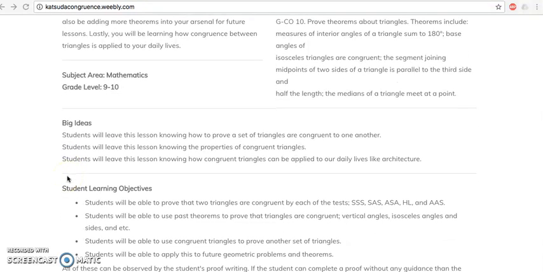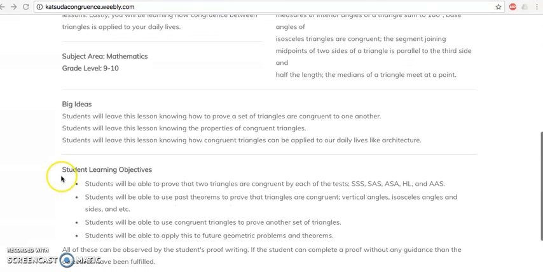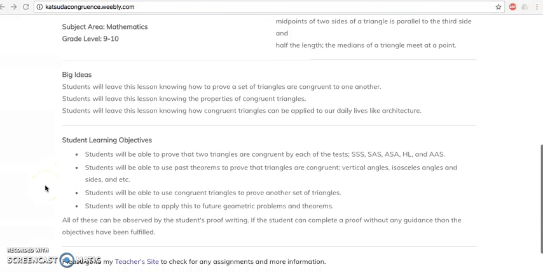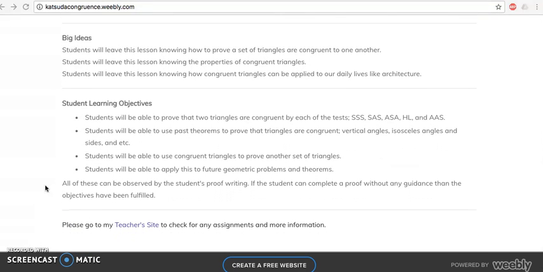The big ideas that are very important: students will leave this lesson knowing how to prove a set of triangles are congruent to one another. Next, a student will leave this lesson knowing the properties of congruent triangles. And lastly, and arguably the most important, I think, students will leave this lesson knowing how congruent triangles can be applied to our daily lives, like architecture. You'll see later that this is a summative assessment where students will have to present how congruent triangles are applied in their daily lives.